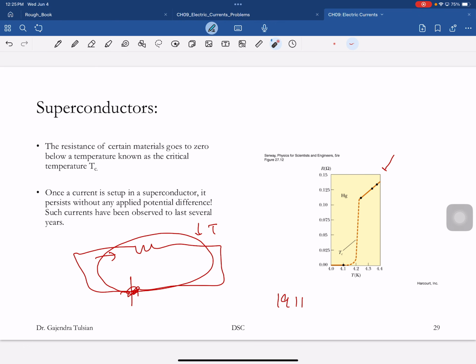But here's another thing. To get to that temperature, you need liquid helium. Liquid helium is $2 a liter. And not only that, helium is a limited supply. You release helium into the atmosphere, what will happen? Float away. It'll go into space. So if you're using helium, it needs to be in a closed cycle.